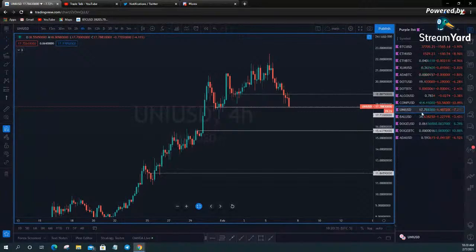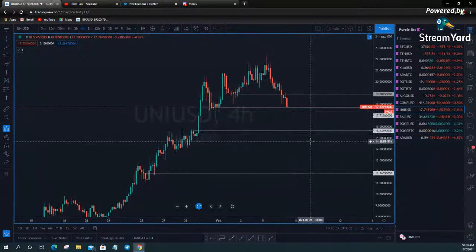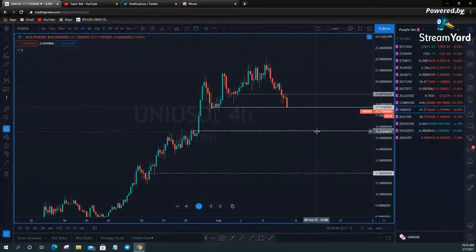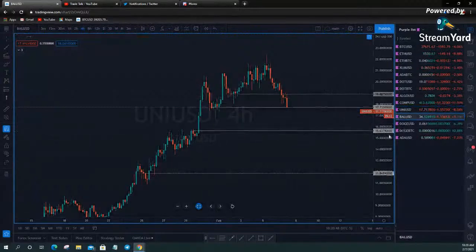Let me just get through these real quick. So on Uni, I'm looking for 15.63. I'm looking for a support test and hold of that area. I don't want to see it get below that area. I would love to see it hold right there.